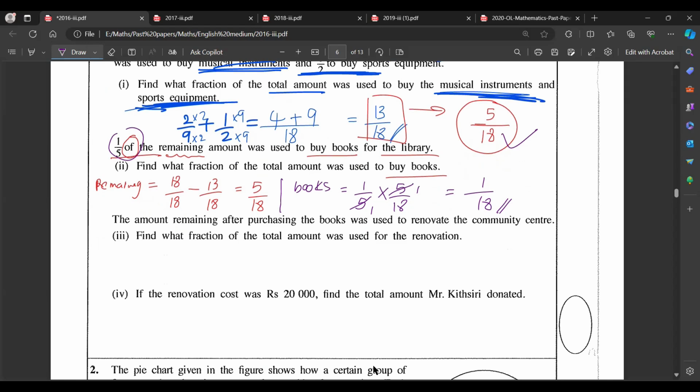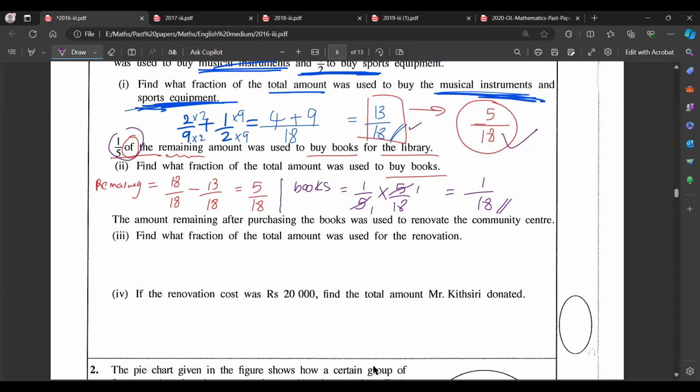In the beginning, sport and musical instrument used 13 over 18. Here books used 1 over 18. Altogether, 1 plus 13 is 14 over 18. Now 14 over 18 is already used, so if there are 18 parts and 14 parts are used, 4 parts should be remaining. You have to think about that part, okay?